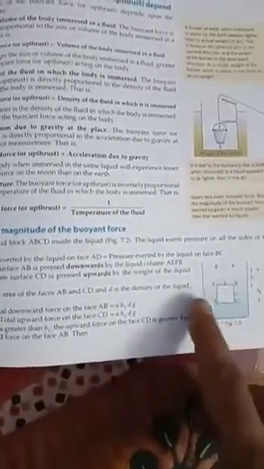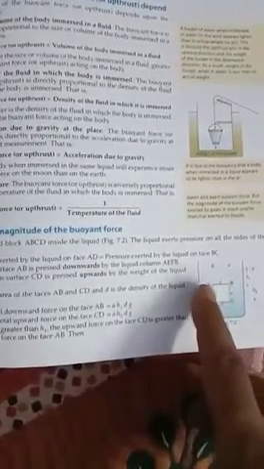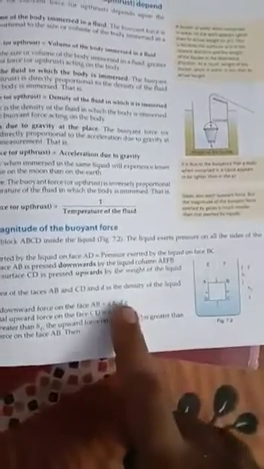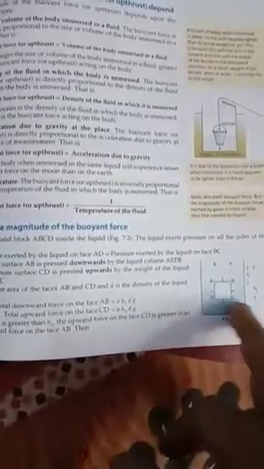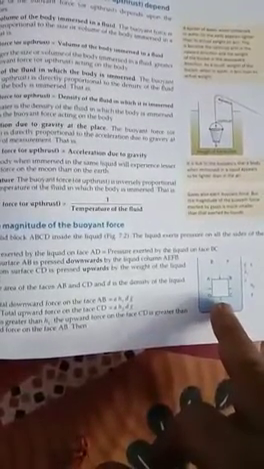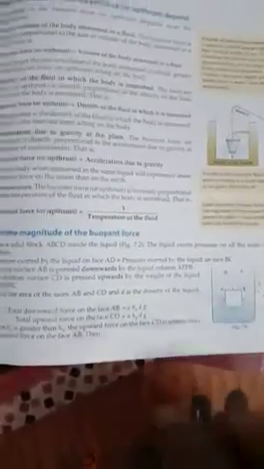So the total downward force on the face AB equals A into H1 into D into G. What is it? D is the density of the liquid and G is the gravitational constant. The total upward force on the surface of CD equals A H2 D G.